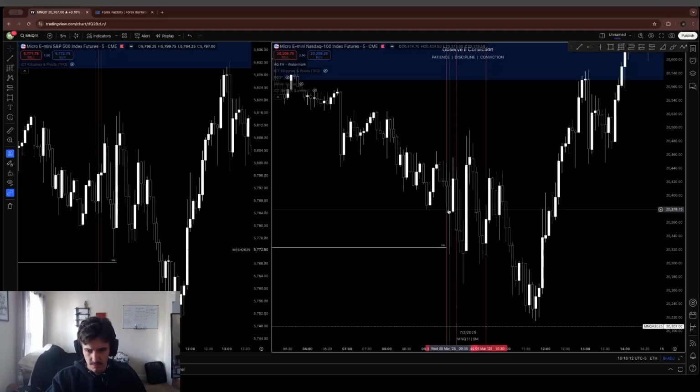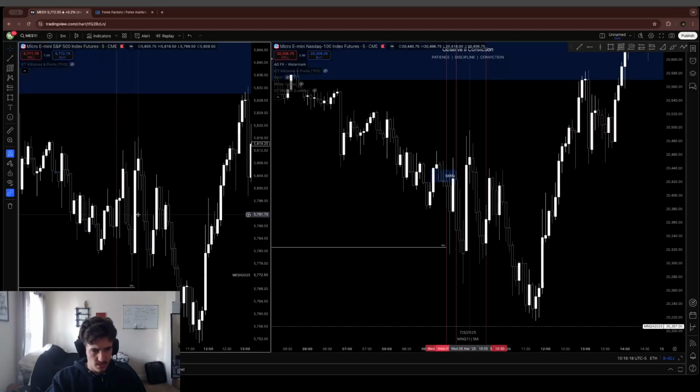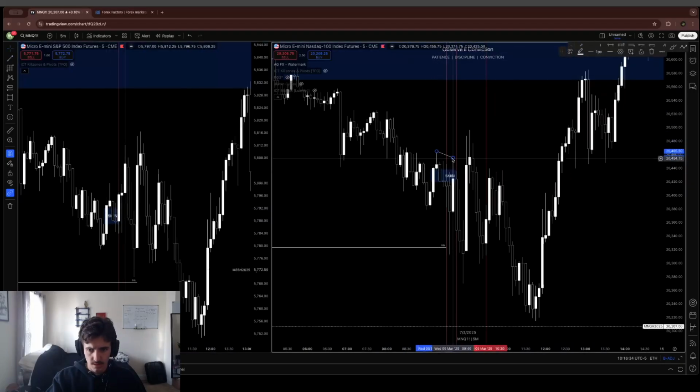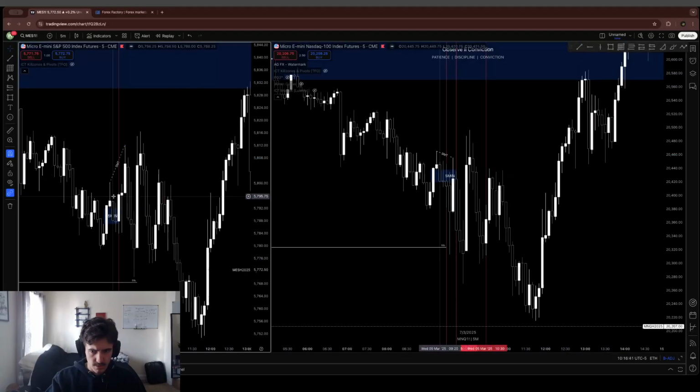This is disgusting PA right here. Inverse. Market open, price comes up. That becomes an SMT. SMT right there.